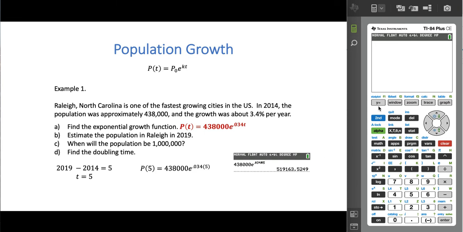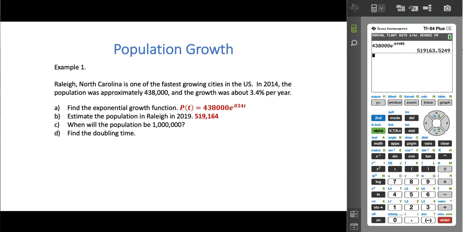519,164 people. I just want to show you real quick how I did that on my calculator. On my calculator, I just typed the 438,000, and I multiplied that by e to the 0.034 times 5 power. And that's how I got that answer. So the estimated population in Raleigh in the year 2019 is 519,164.